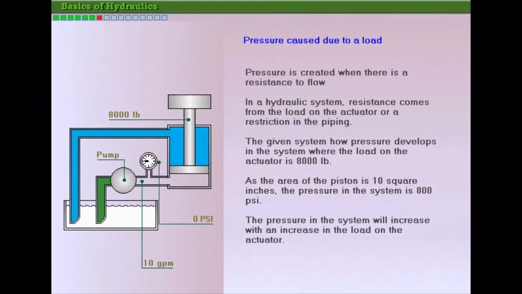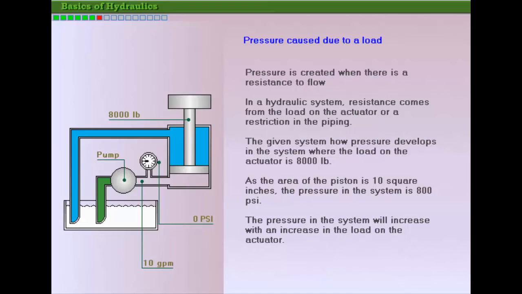Pressure is created when there is a resistance to flow. In a hydraulic system, the main resistance in the system usually comes from the load on the actuator. However, resistance to flow is also present in all conveyors, such as pipes and hoses, as well as components, fittings, and such.